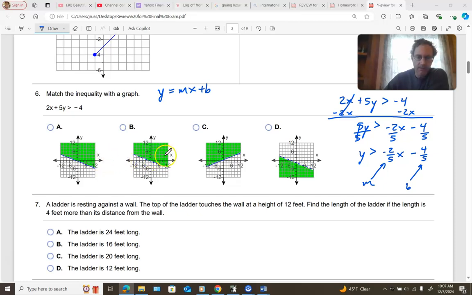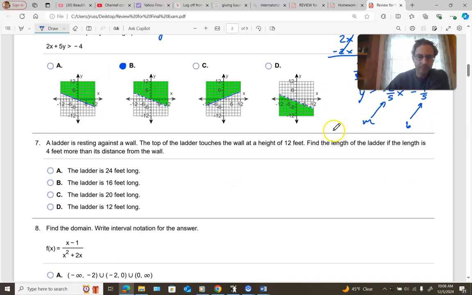Now, A or B virtually have the same line. One's dashed and one's solid. Well, because this is a strict inequality symbol and it says greater than, it's got to be a dashed line, and we're shading above the line. Okay, so it's got to be B. So in other words, this region here that's shaded, this contains all of the ordered pairs that would make this original inequality a true statement. Remember, these inequalities, they have infinitely many solutions. Sometimes they include the points on the line and sometimes they don't, depending on the nature of the inequality.